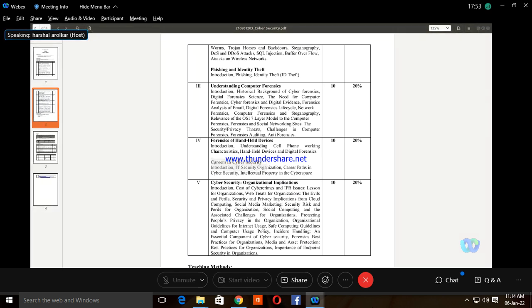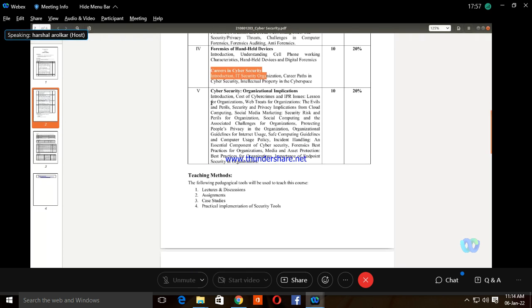Then forensics of handheld devices, and what type of careers are available in cybersecurity. We all know that today cybersecurity has become one of the popular fields. And then cybersecurity and its organizational impact. What challenges does an organization have because of cybersecurity? So this is what we are going to have a look at.